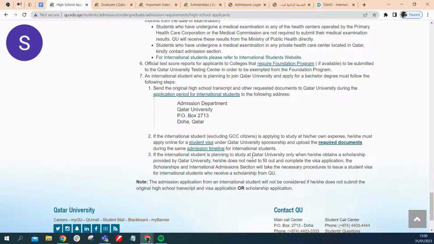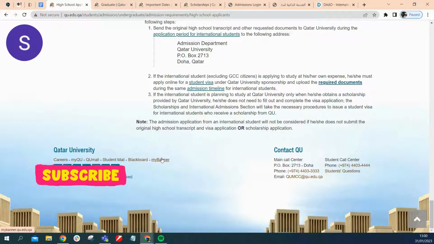If the international student is planning to study at Qatar and wants to obtain a scholarship, this simply means that if you obtain a scholarship with them, you don't need to bother about visa processing. But if you have to sponsor yourself, you have to apply for your visa. But I think basically we are here because we want to get the scholarship. So once you're given a scholarship, your visa process will be taken care of. That's basically what this section is talking about.